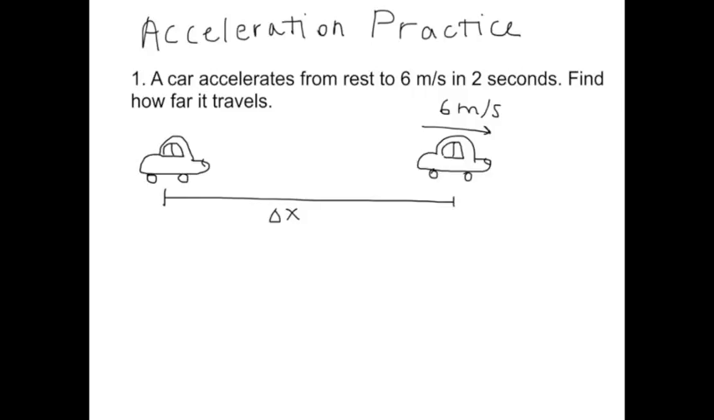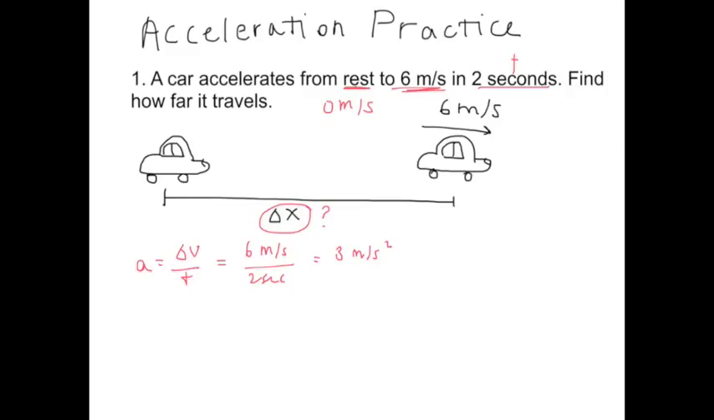Alright, so now it's time to do some acceleration practice problems. In this situation, a car accelerates from rest, so that's 0 meters per second, to a velocity of 6 meters per second in 2 seconds, so that's the time. We want to find how far the car travels, delta x, that's what we're looking for. So let's start by solving for acceleration. So we know that a equals delta v over t, which in this case is 6 meters per second over 2 seconds. We can simplify that to get 3 meters per second squared.